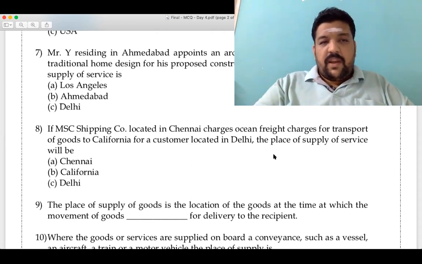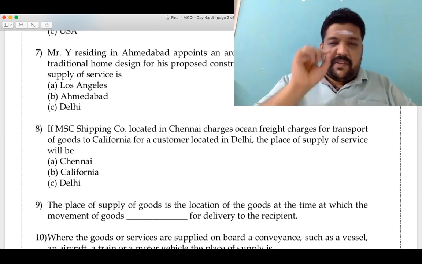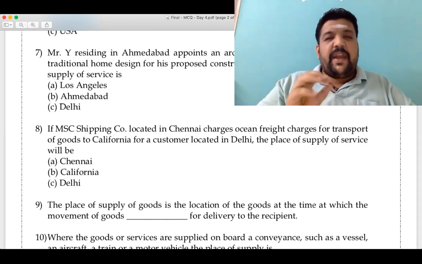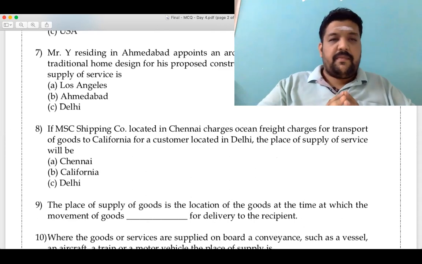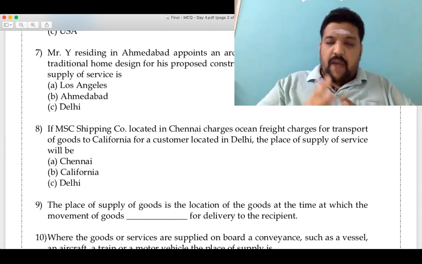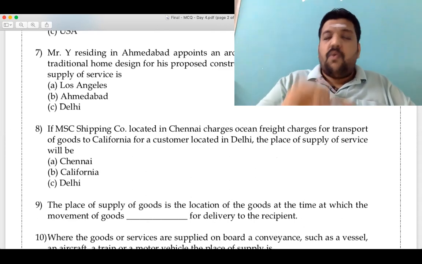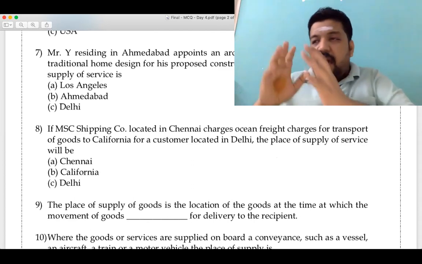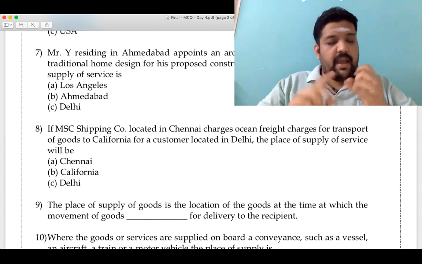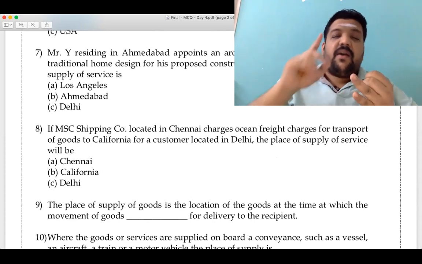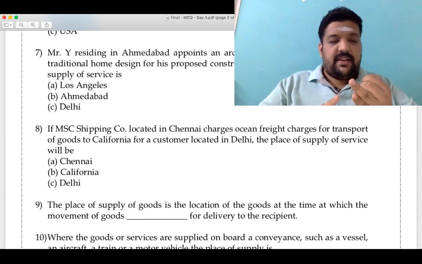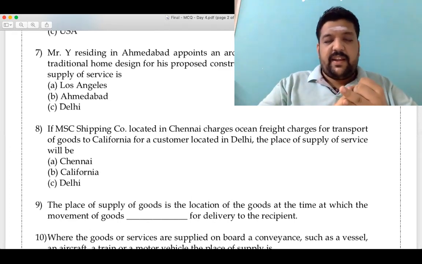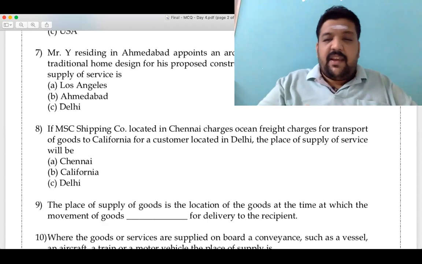Now, let me highlight here. First, ask this question. Where is your supplier located? In fact, you should ask this question. Who is your supplier? Mr. Y is your supplier or the architect is your supplier? Answer that. Who is your recipient? Answer that. Where is your supplier located? Where is your recipient located? And then decide whether section 12 or section 13.